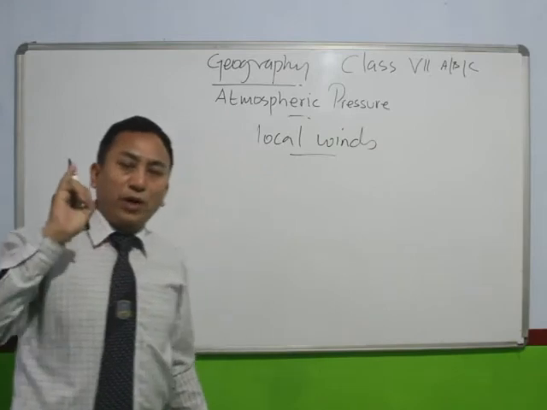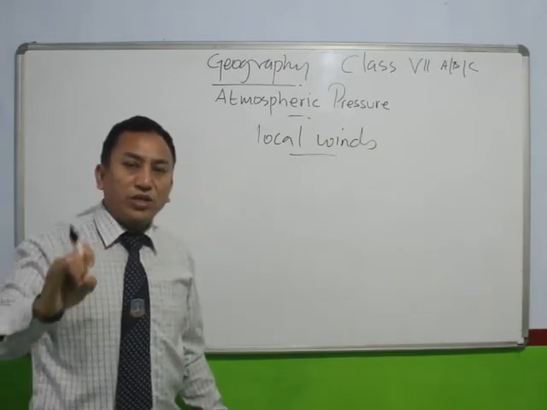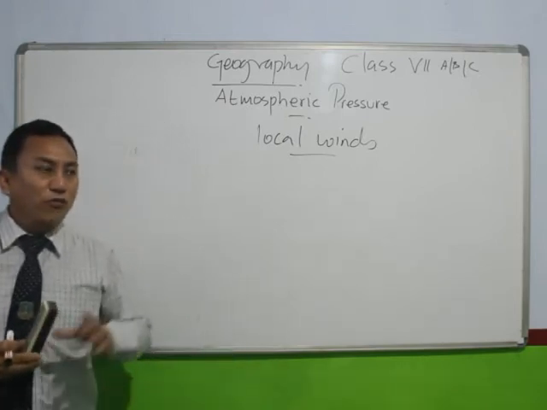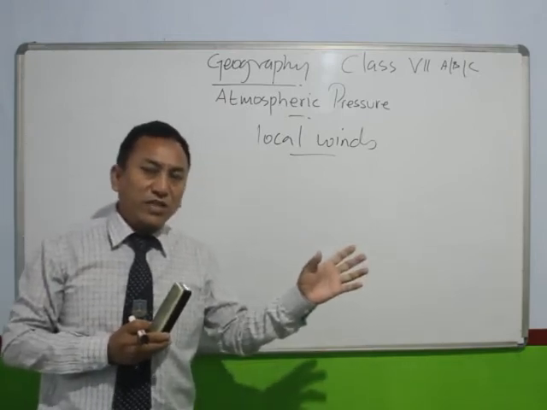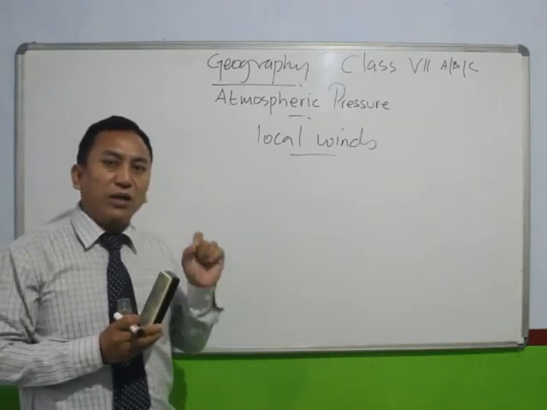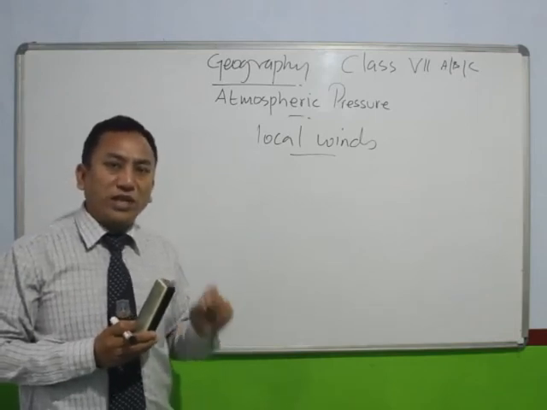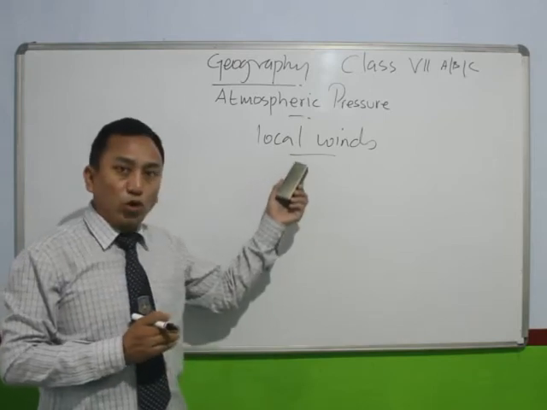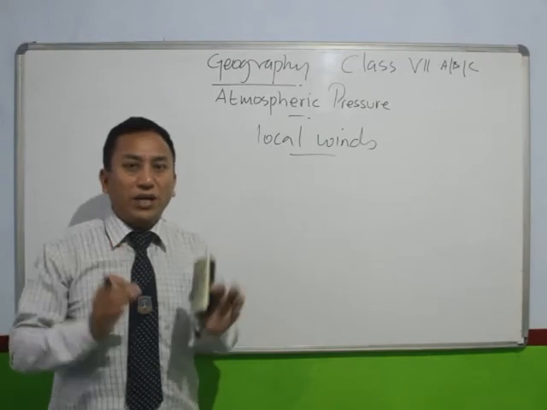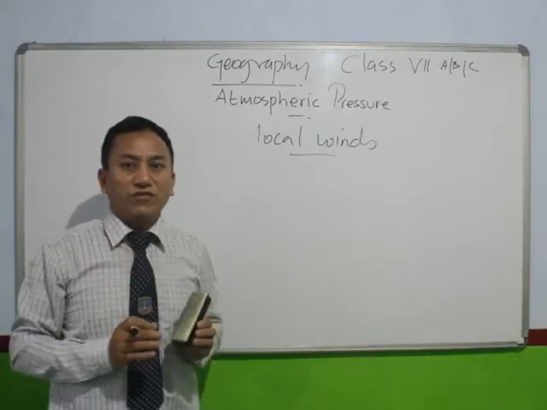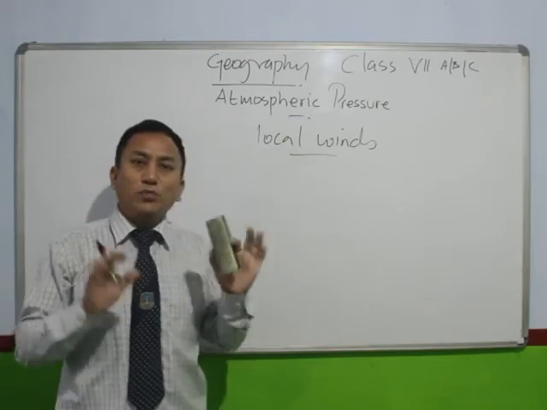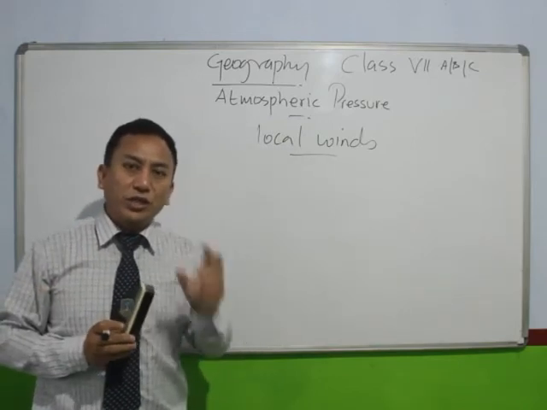Now we have done the permanent winds: the trade winds, the westerlies and the polar winds are the permanent winds. Then I told you about the periodic winds, which blow for a certain period in one direction and in the opposite direction for the remaining period of time. Those are the periodic winds, like the monsoon winds and the land and sea breeze. Now we have local winds. Local winds are the winds which blow in a small area for a short duration of time.